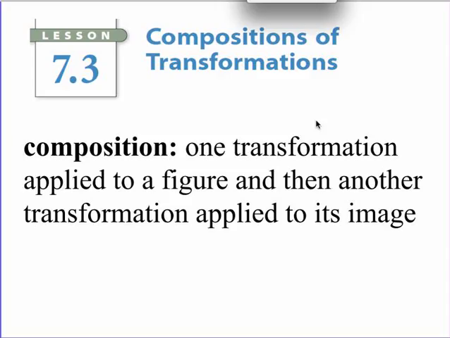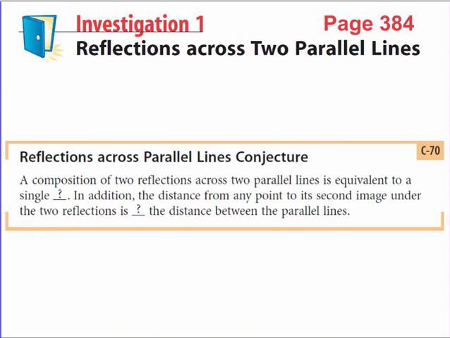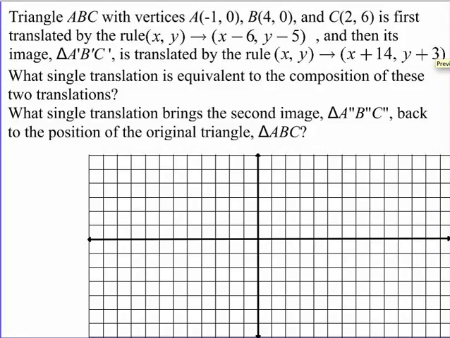Okay, so today we're going to talk about compositions of transformations. First of all, we need to define what a composition actually is. A composition is just one transformation applied to a figure and then another transformation applied to its image. So you do one transformation, then another one. Okay? Let's go ahead and look at this one.